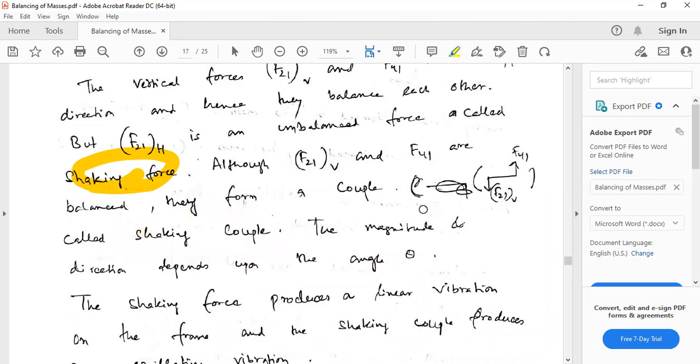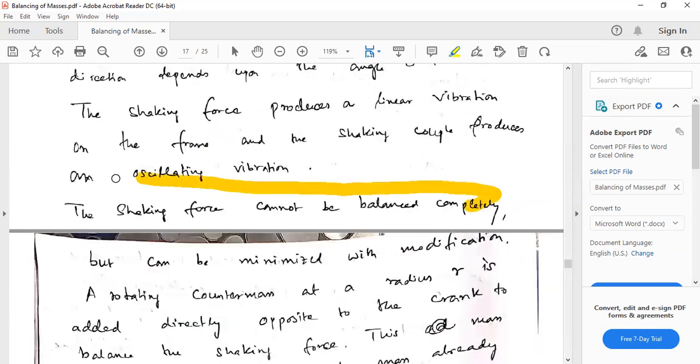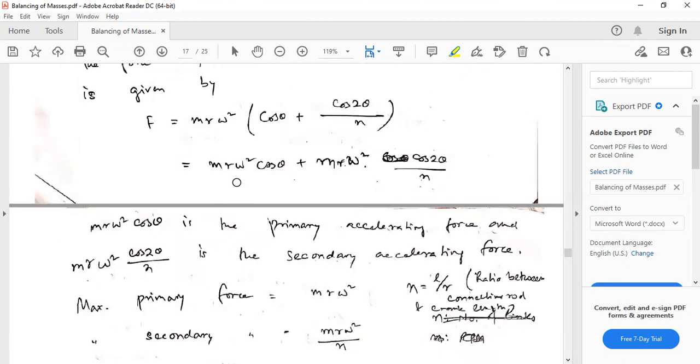Please read and go through it. Now see how to balance the shaking force. Actually, we cannot balance it completely. This is very important: the shaking force cannot be balanced completely. By trial and error, we have to minimize it. How can we minimize it? Just by adding a counter mass.